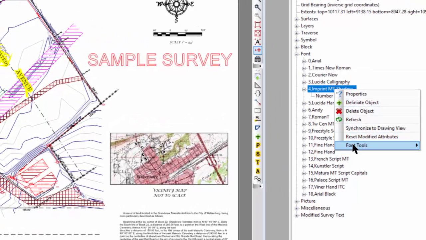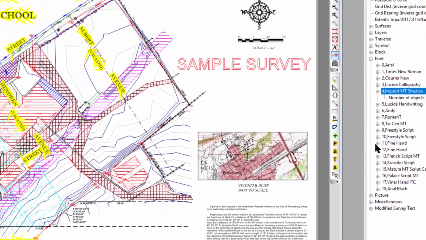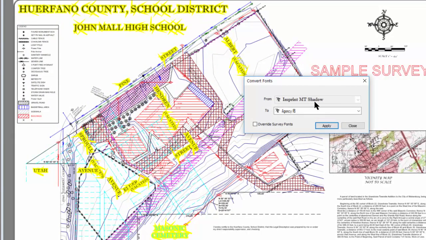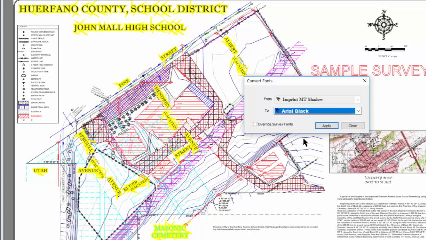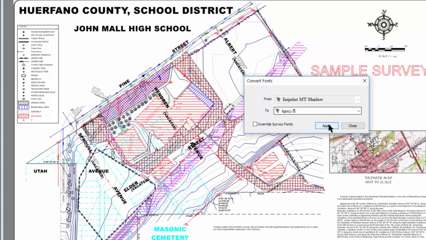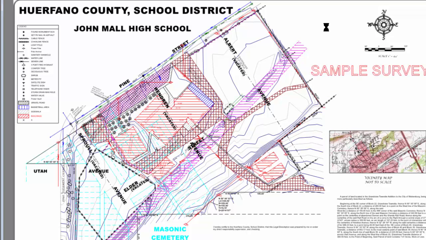And I want to come back to the font tools now and tell Traverse PC to convert that. So it's going to tell me I'm using the Imprint MT Shadow, and I'm going to convert that to an Arial Black. Okay. So from this font to this font, I hit Apply. Traverse PC makes the changes, and I'm done.